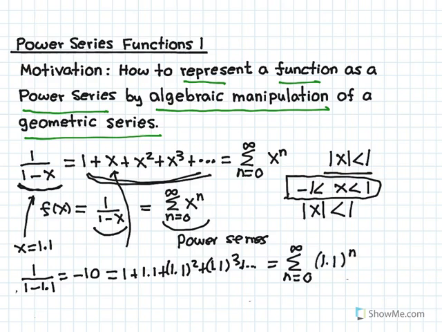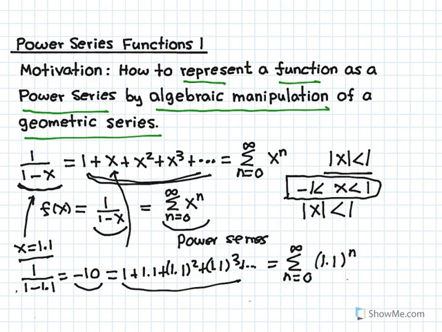Are we allowed to plug in x equals 1.1? Well, the answer is clearly no. You can see here we have a negative quantity, minus 10, and here we have an infinite sum of positive numbers that's going to add up to a positive number. And it's impossible to have the left-hand side be negative and the right-hand side be positive.